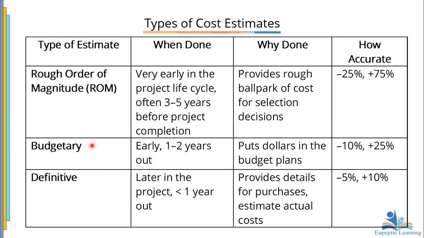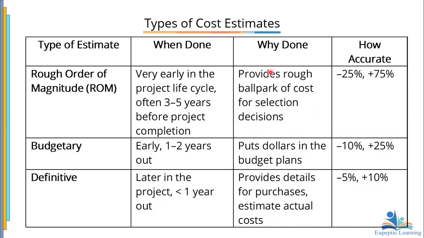Then we have the budgetary. When do we use it? We use it early, that is when the project is 1 to 2 years out. So we put dollars in the plans here. So we are looking at minus 10% to plus 25%. Then we use the definitive, which is later in the project, that is less than 1 year out. It provides details for purchases, estimates actual cost, and we have minus 5% to plus 10%.